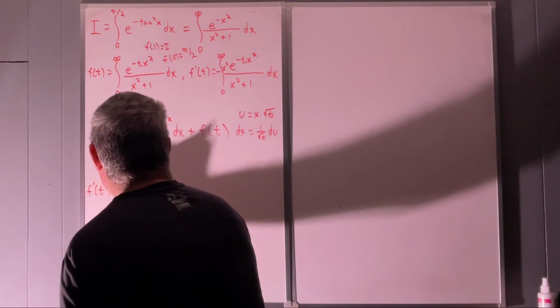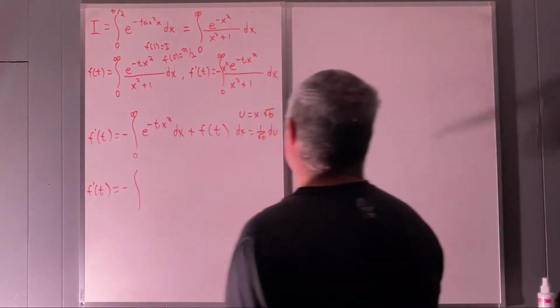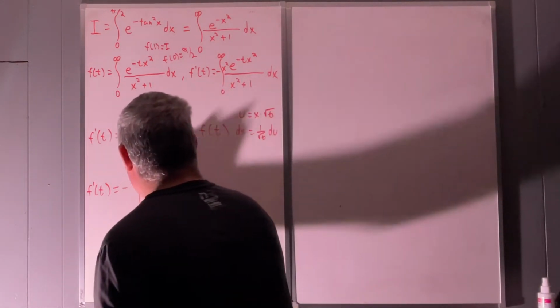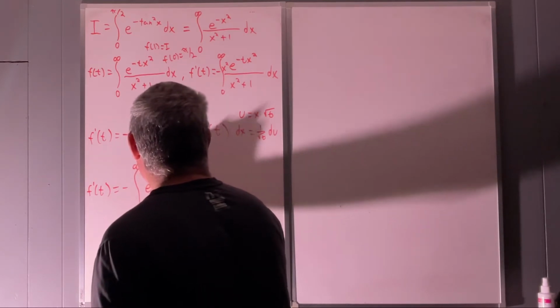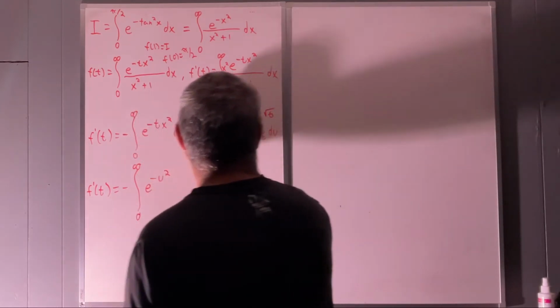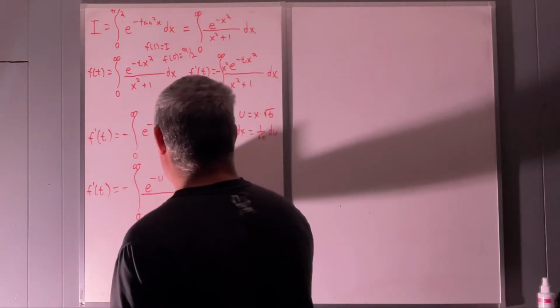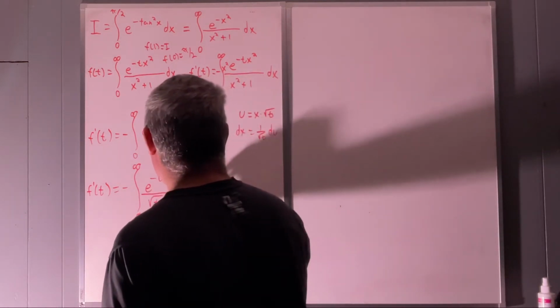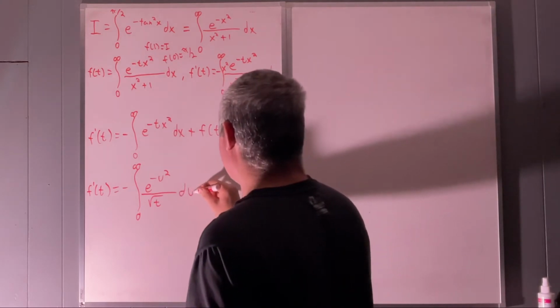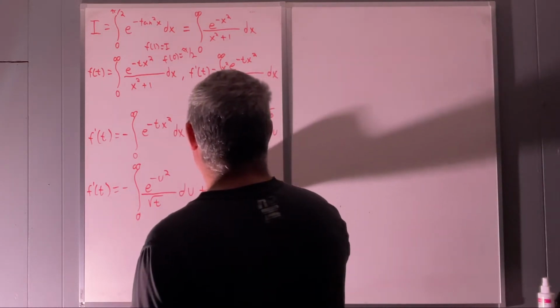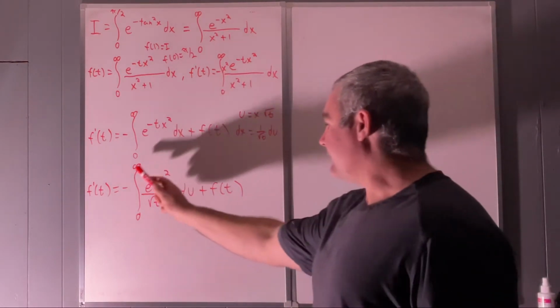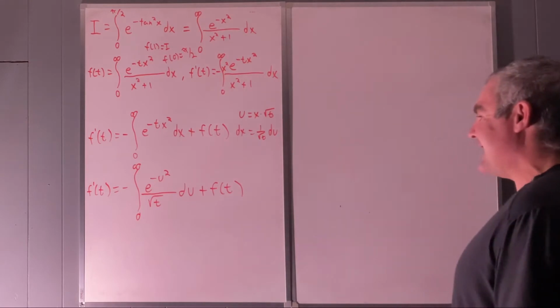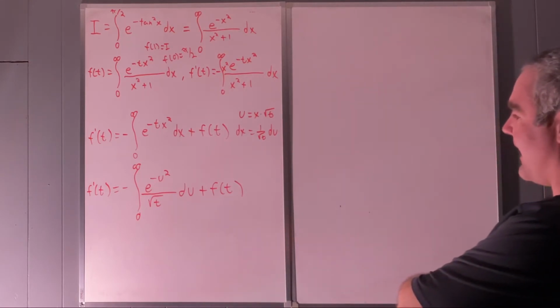I know I said I wasn't going to rewrite it, but I'm going to. So f prime of t is equal to negative integral, and our bounds of integration do not change, 0 to infinity of e to the negative u squared, and then our dx is du over the square root of t, plus f of t. Now this evaluates nicely to negative 1/2 times the square root of pi over t.